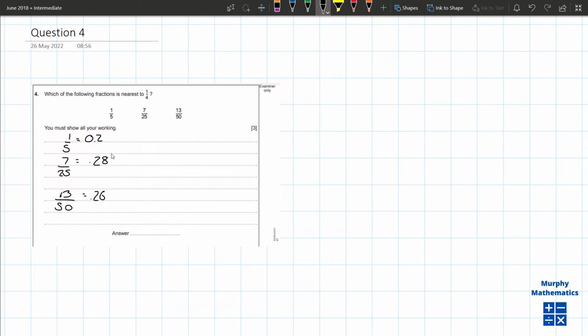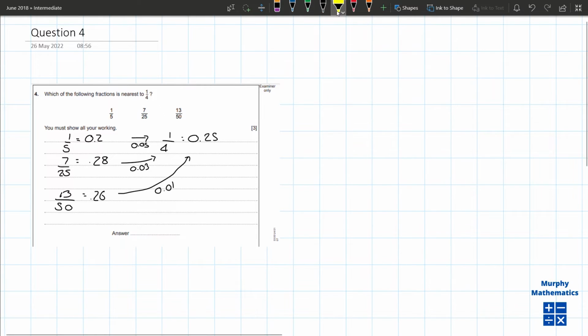So let's look at the difference from a quarter. We know a quarter is 0.25. The difference between 0.2 and 0.25 is 0.05. The difference between 0.28 and 0.25 is 0.03. And the difference between 0.26 and 0.25 is 0.01. So what's the smallest difference? That's 0.01. So there we go, we know 13/50ths is the closest to a quarter. And that's it.